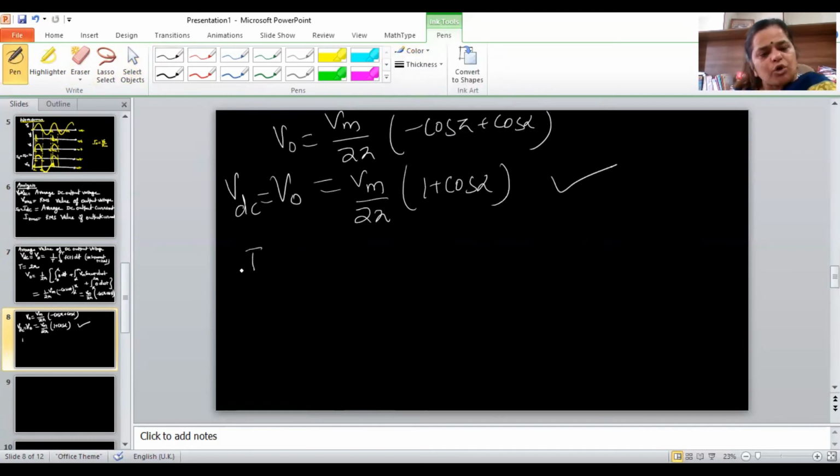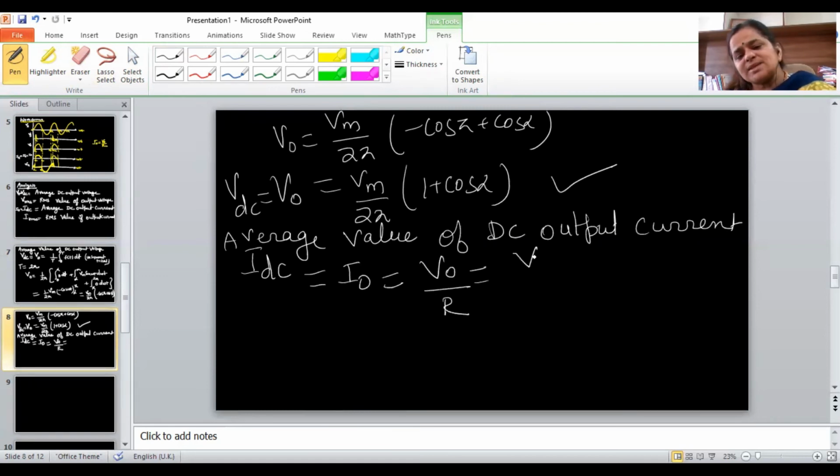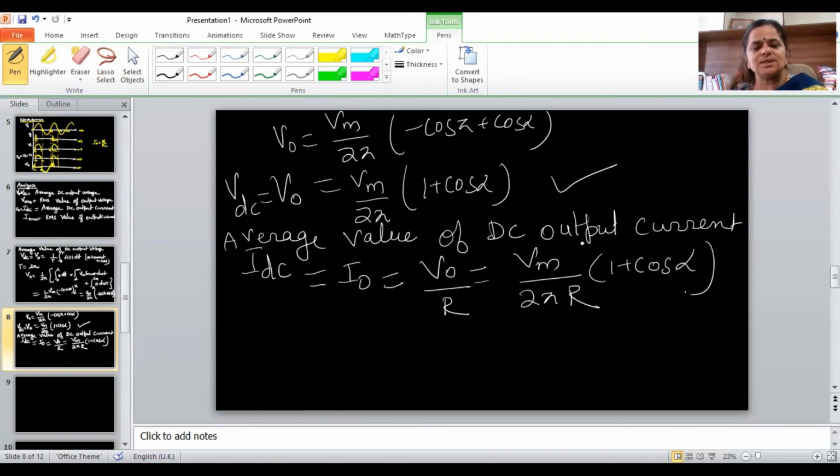Now similarly, if I want to calculate IDC, the average value of DC output current, how can I calculate it? IDC is equal to I0. This will be V naught by R. That means I can write Vm upon 2 pi R, 1 plus cos of alpha. So this is the average value of the DC output current.